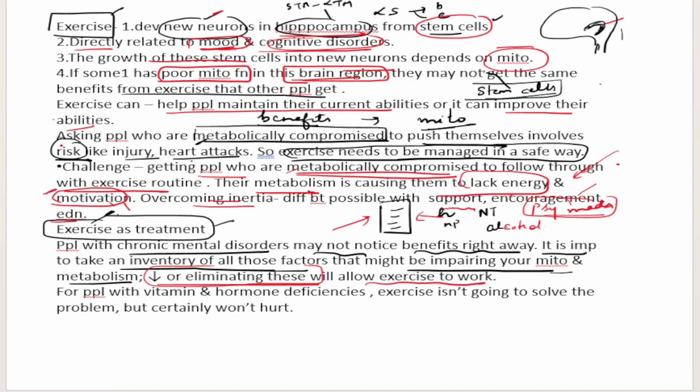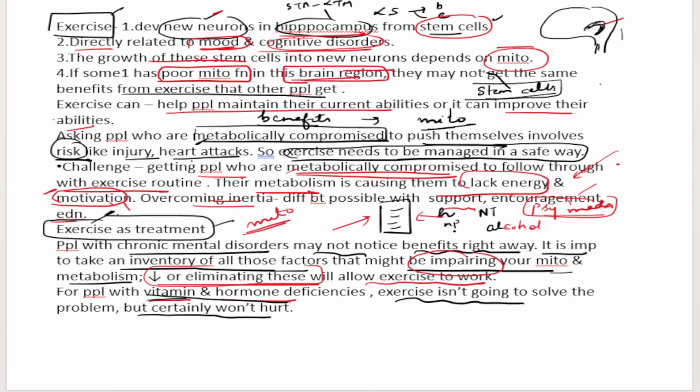Because for exercise to work, you need to first ensure that your mitochondria are not malfunctioning. Mitochondrial malfunction might prevent the full benefits of exercise, so you need to address the other factors that are impairing your metabolism too. Now, if somebody has a vitamin deficiency or a hormone deficiency, exercise is not going to solve the problem. They need to be corrected with supplements or hormones, etc. But exercise certainly will not hurt in this case.